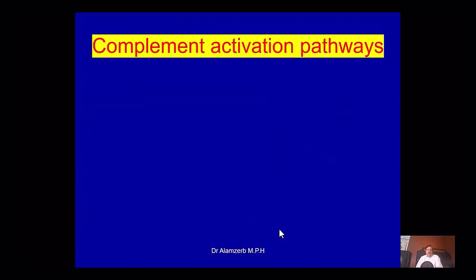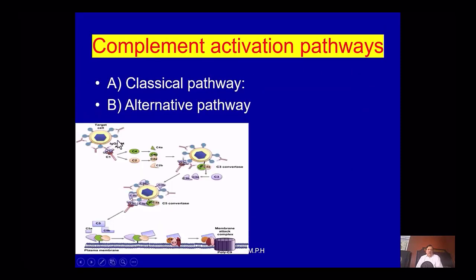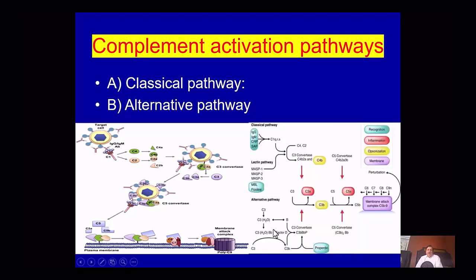Complement activation pathways. One is the classic pathway, the other is the alternate pathway. This is the classic pathway, and it starts with the antigen-antibody reaction and ends in an attacking structure which attacks the membrane. In the classical pathway, the antigen-antibody complex is responsible for activation. While in the alternate pathway, bacteria are responsible for activation.